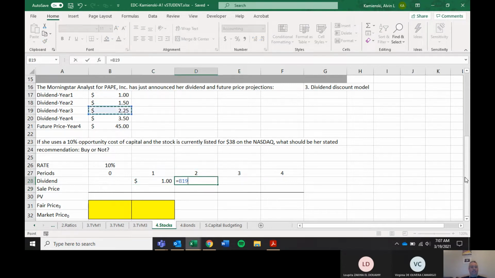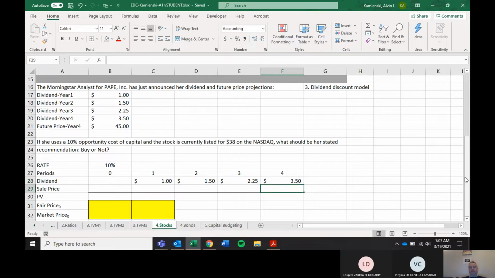In the second year, the dividend expected to receive is $1.50. Third year, $2.25. Fourth year, $3.50. And then at the end of the fourth year, the suggestion is you could sell this stock and earn $45. So these are the expected cash flows that you would receive as an investor in this particular stock over the next 4 years. But what we in finance really concern ourselves with is what's present value.